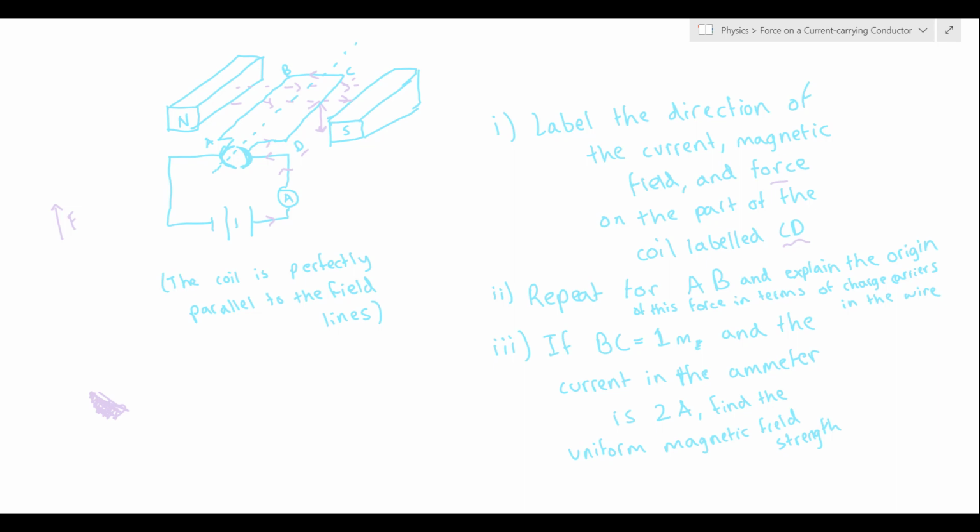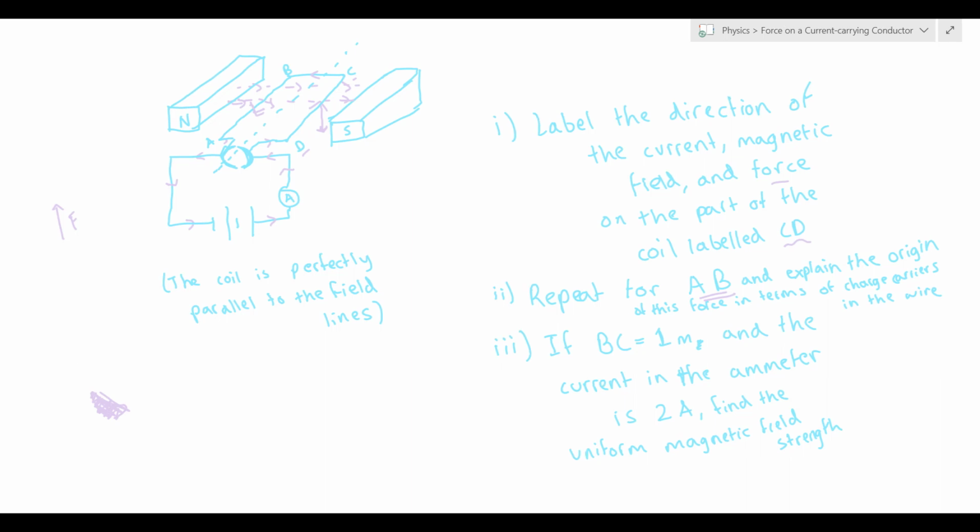And now we have to repeat the same for AB, part 2. So in AB, the current is going to flow like this, so it can return back to the negative terminal of the battery. And again, the magnetic field lines will of course be in the same direction, like that. So repeating the left hand rule, we get the force is going to be acting upwards over here.